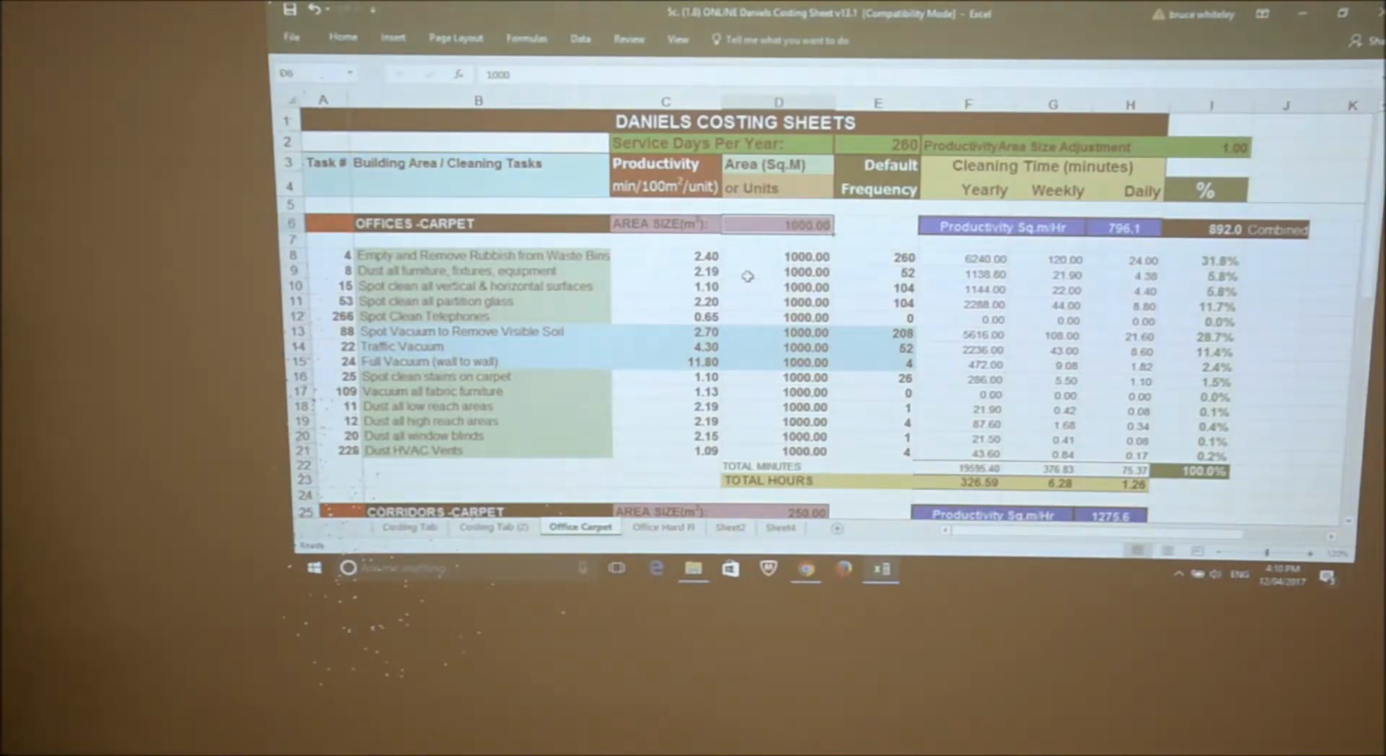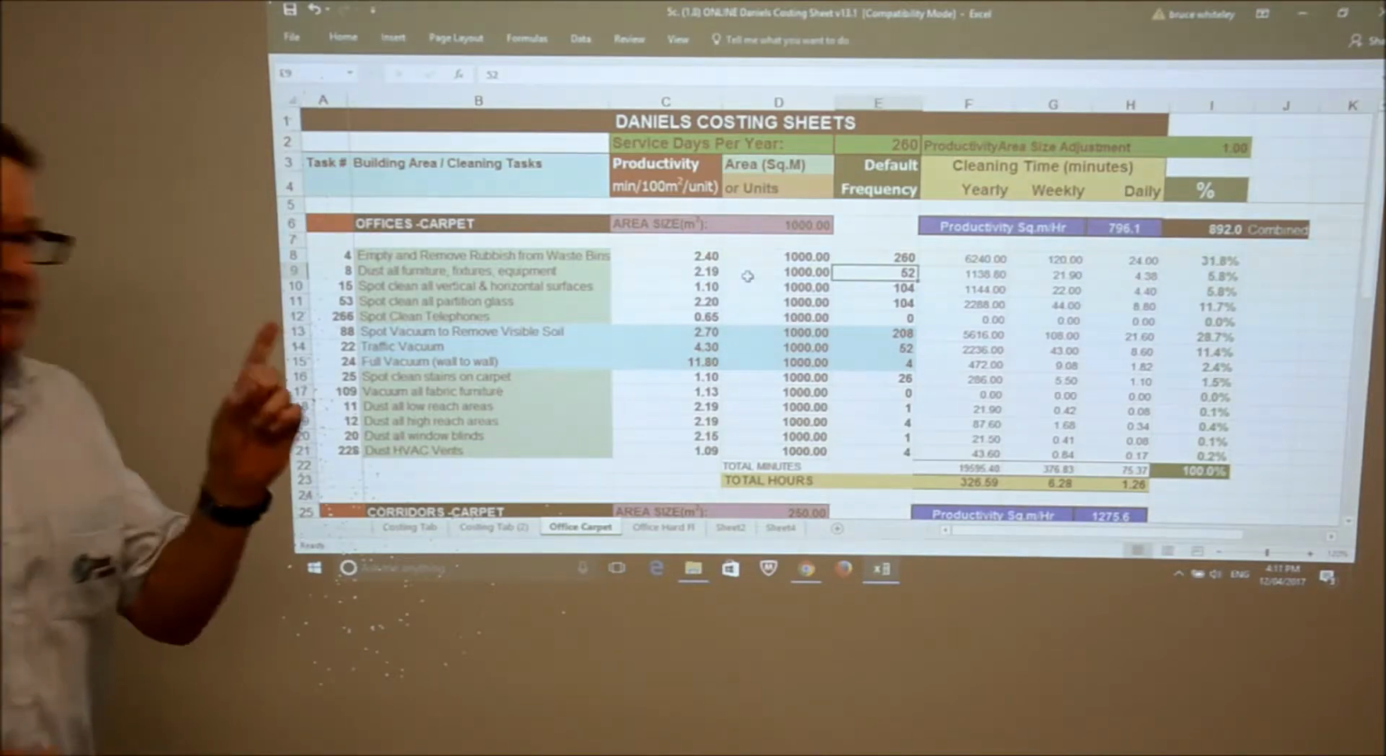So let's take a look at what we put in here. We have a default frequency. We have a service days of 260. So we're saying here we're going to empty and remove rubbish every day, 260 days of the year. We're going to dust all furniture and fixtures and equipment 52 times a year. That's 1 day a week.